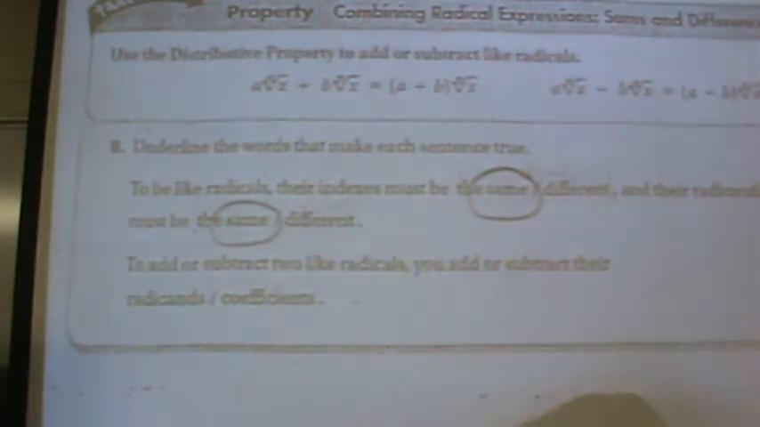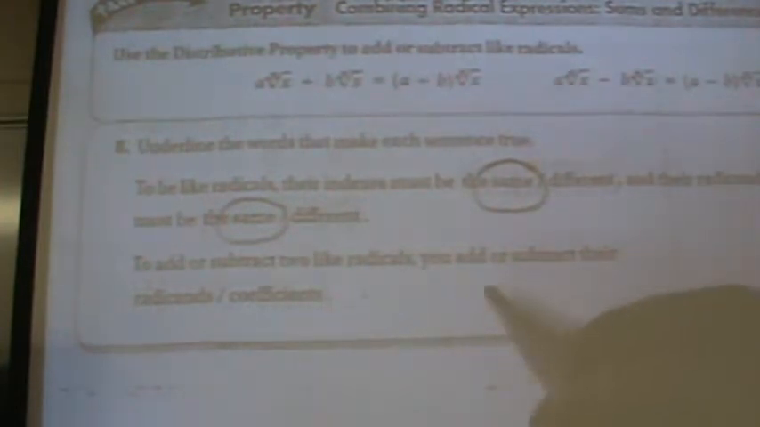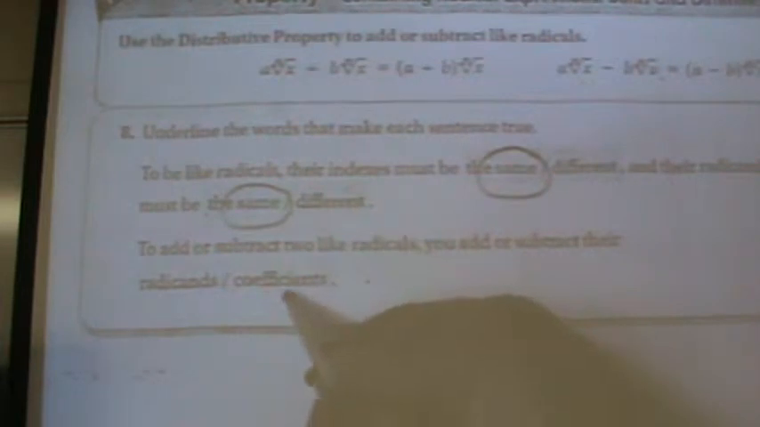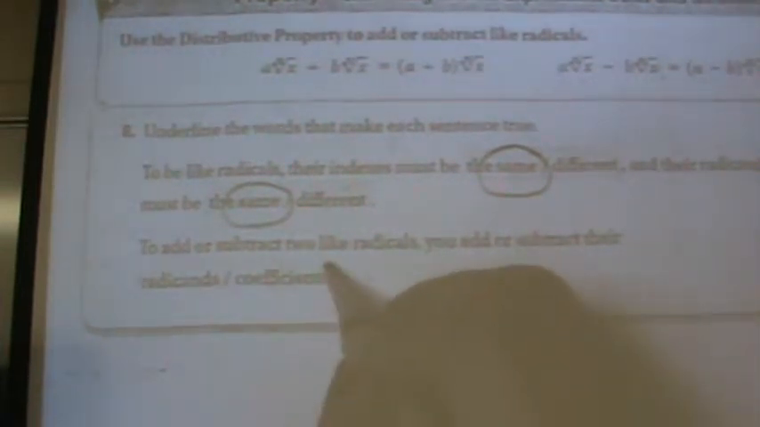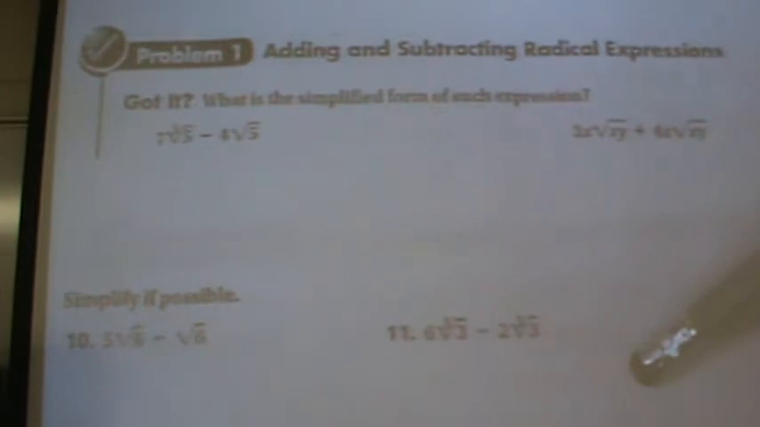So if they both are the same, to add or subtract them, what are you going to add? Are you going to add their radicands or their coefficients? Coefficient. Good. The coefficient is the number in front of the radical. Awesome. Okay, so let's try problem 1 together.